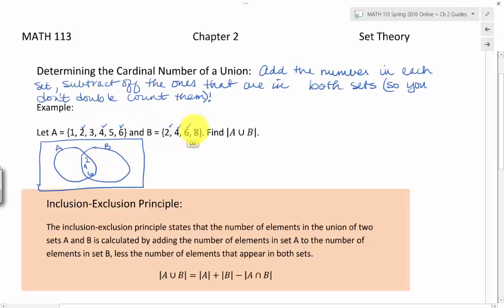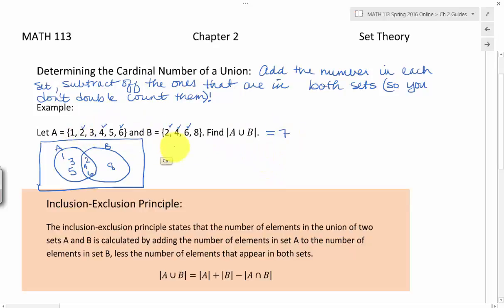And that leaves B having just an 8 on its own, and A having 1, 3, and 5 on its own. When I look at how many elements I have in this Venn diagram, I can see 1, 2, 3, 4, 5, 6, 7. And so I expect the A union B cardinal number to be 7.